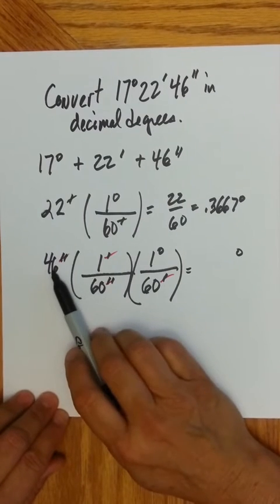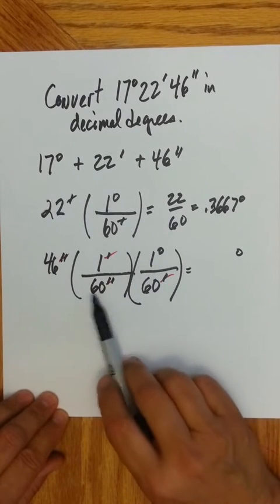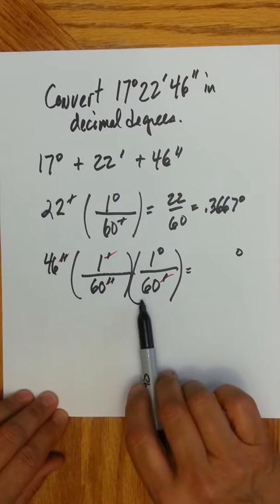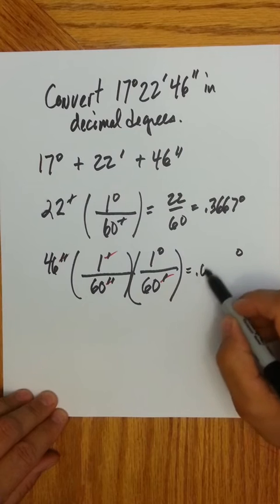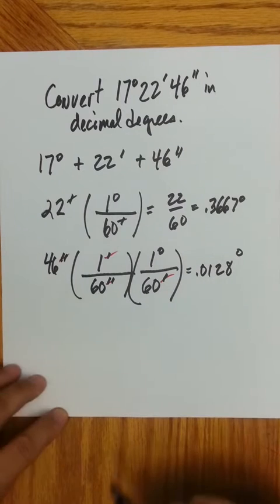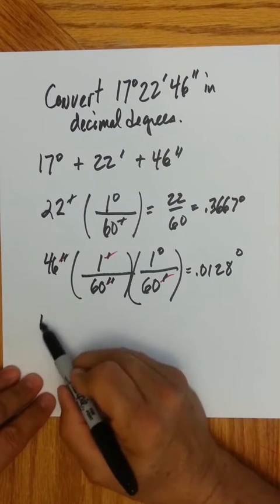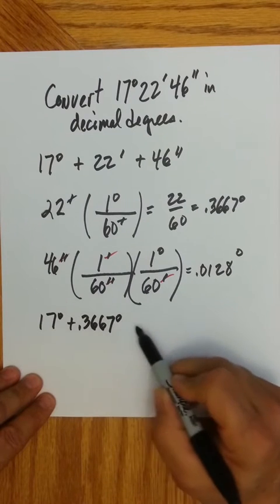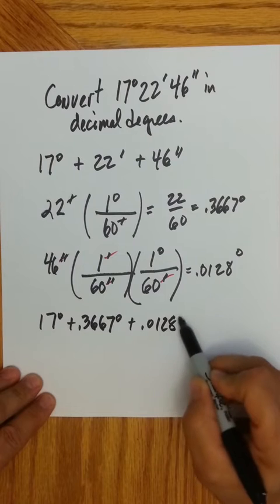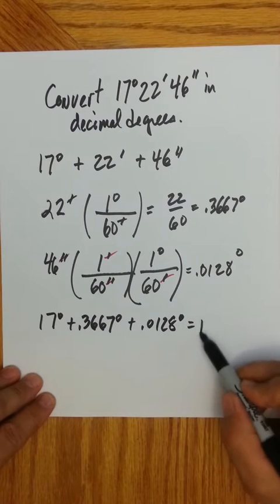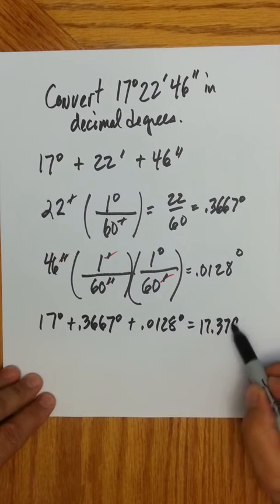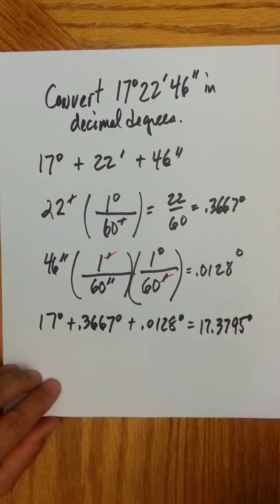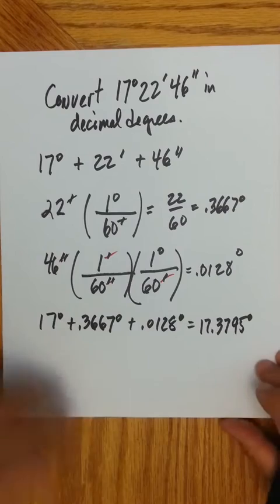If you multiply 46 times 1 times 1 divided by 60 divided by 60, and that's actually what you're going to do in your calculator, you're going to get 0.0128 degrees. So now if I add all that up, 17 degrees plus 0.3667 degrees plus 0.0128 degrees, you're going to get 17.3795 degrees.